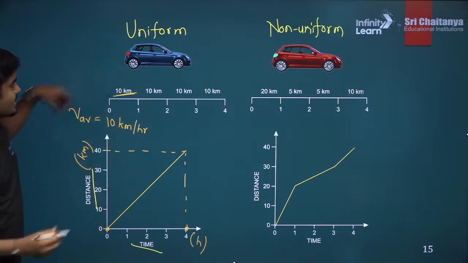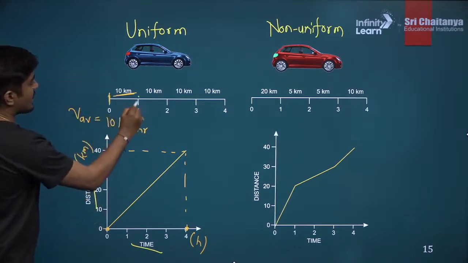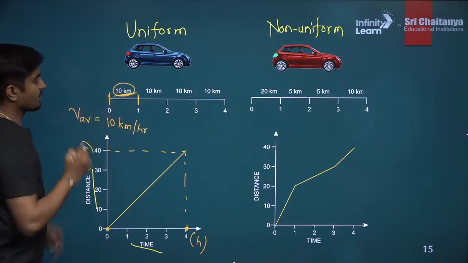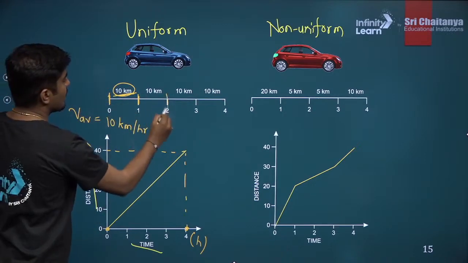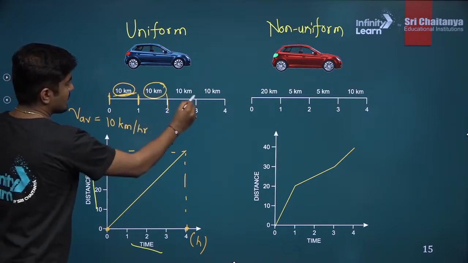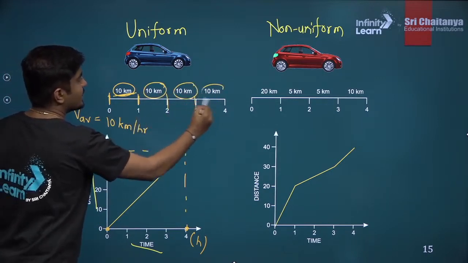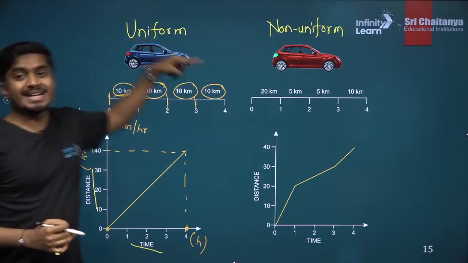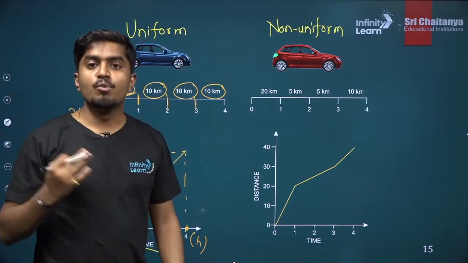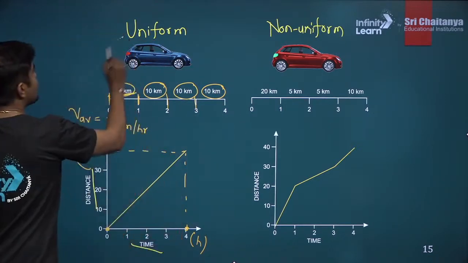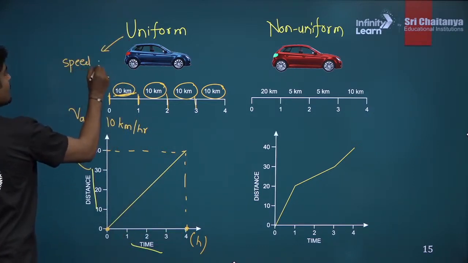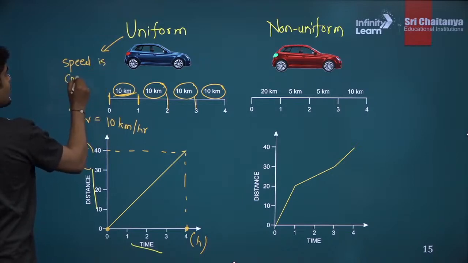Now look at this. In the first 1 hour, what is the distance travelled? 10 kilometers. In the second 1 hour, again 10 kilometers. Again 10 kilometers, again 10 kilometers. So what does it tell you? Whenever an object travels in uniform motion, the speed is constant.